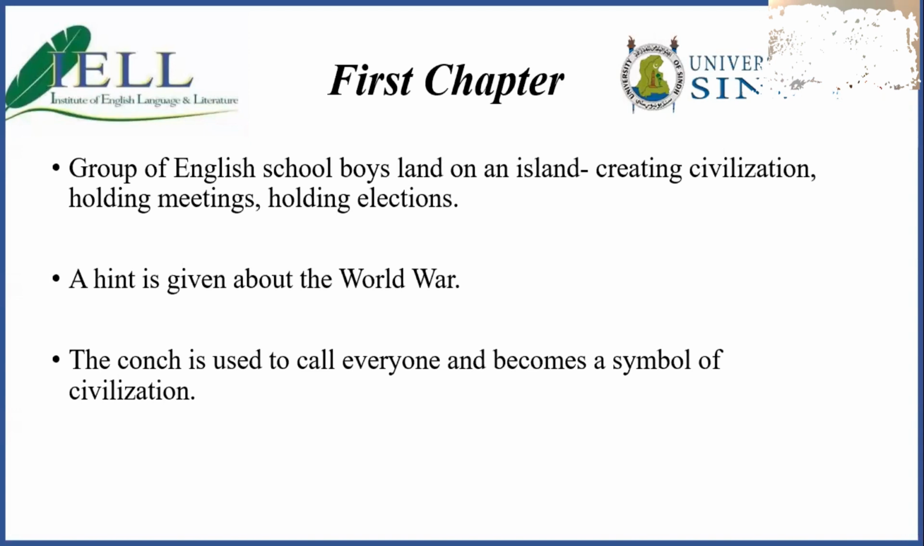A hint is given about the World War. We don't know what's going on in the background, but we just know that their plane crashed and there is a bomb in the background. That's it. The conch is used to call everyone, and it becomes a symbol of civilization. Some people say it's the symbol of democracy. Some people say it's the symbol of civilization. It kind of represented that rule of law, right?